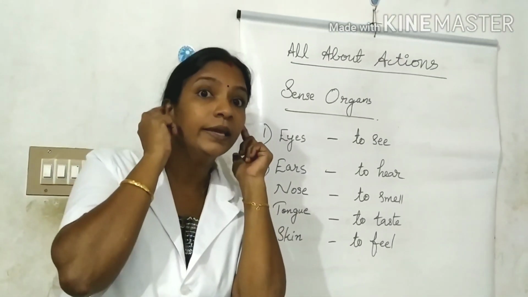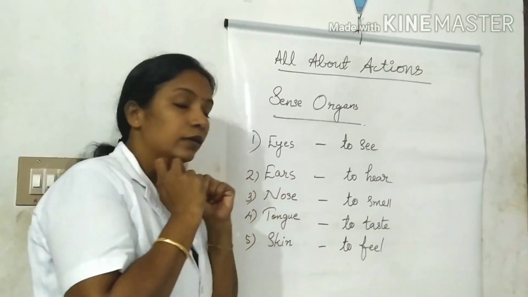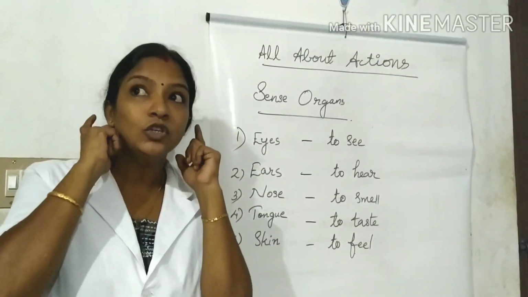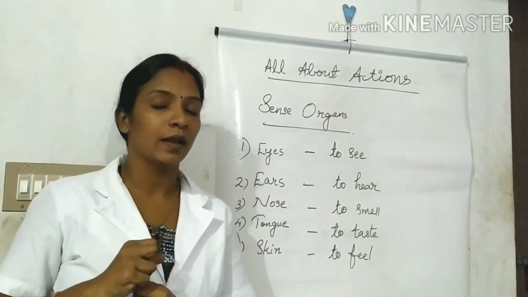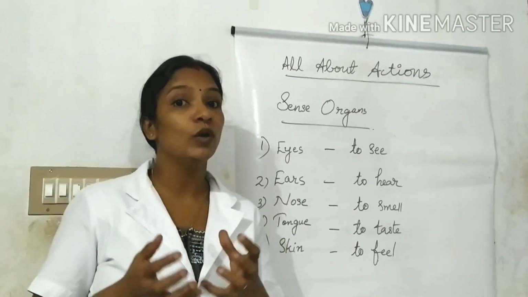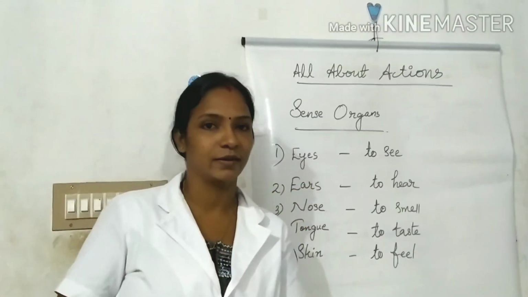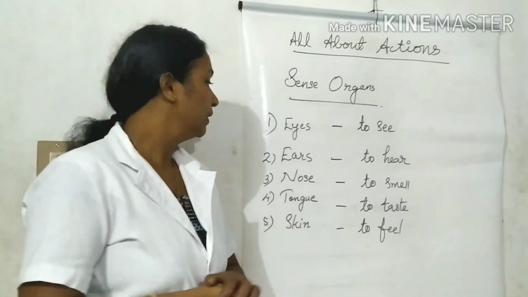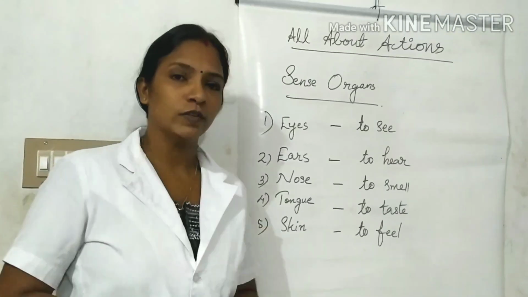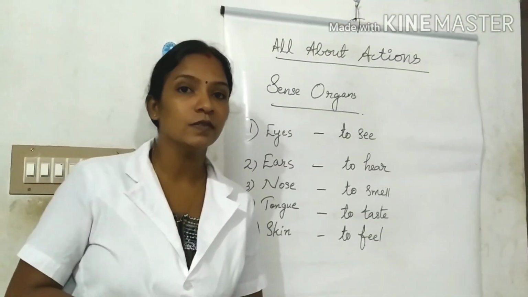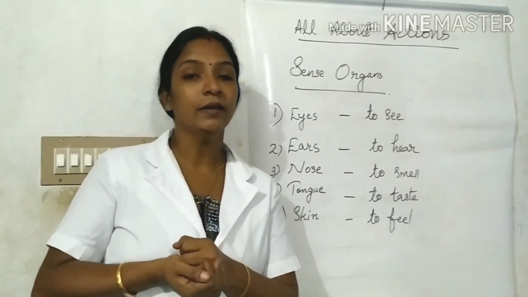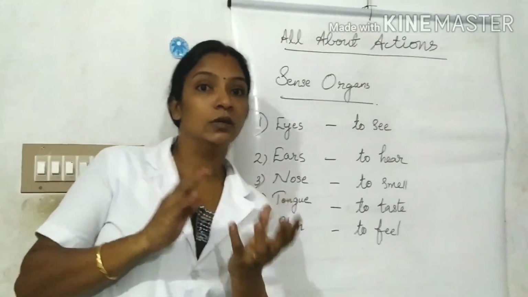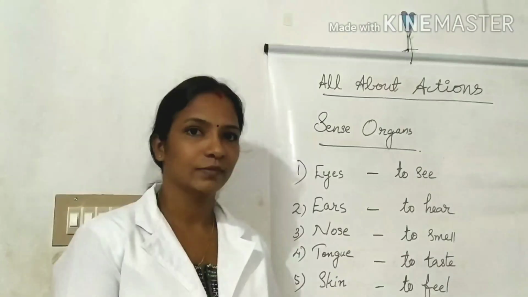Next one, ears. We use ears to hear. We can hear the sound of a bell. We can hear the sound of beautiful music. Isn't it? Next one is nose. What is the use of nose? Yeah, smell. We can smell both good and bad.